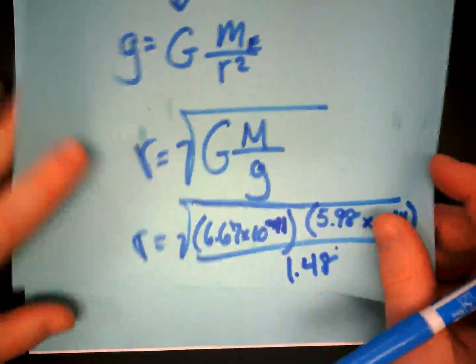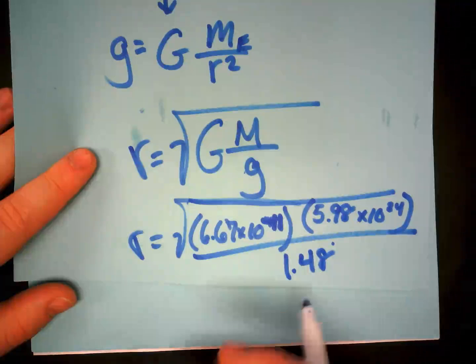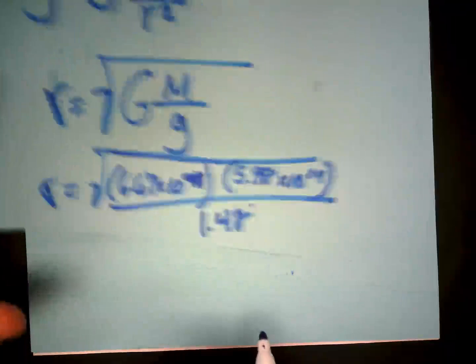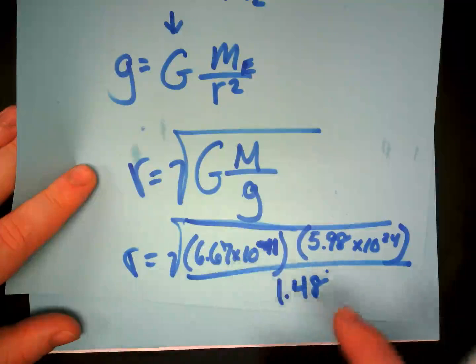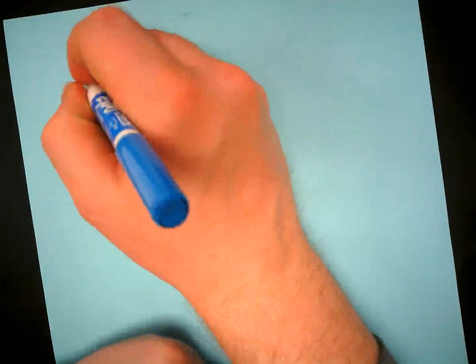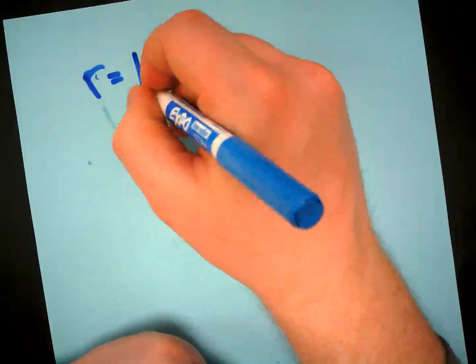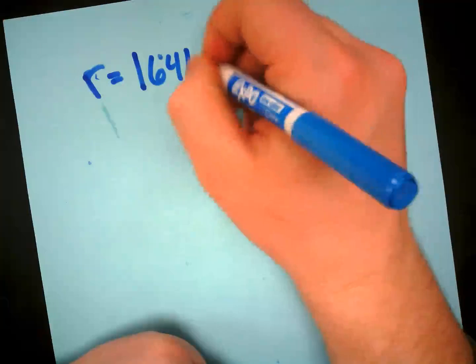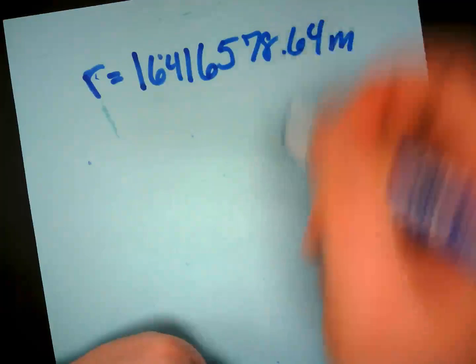So with me so far, ultimately we're trying to find the distance this guy is from the surface of the Earth. What this r is going to give us is the distance from the center of the Earth to the center of mass of Peter, which looks like it's going to give us this big old number of 164,16578.64 meters. That's what that gives us.